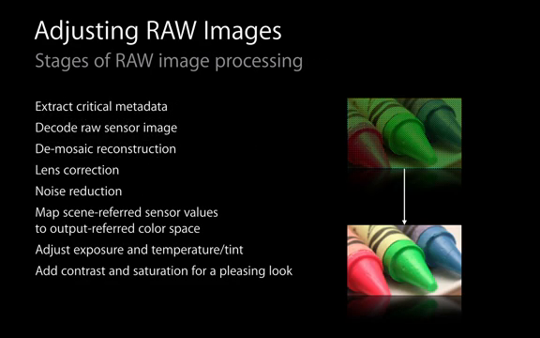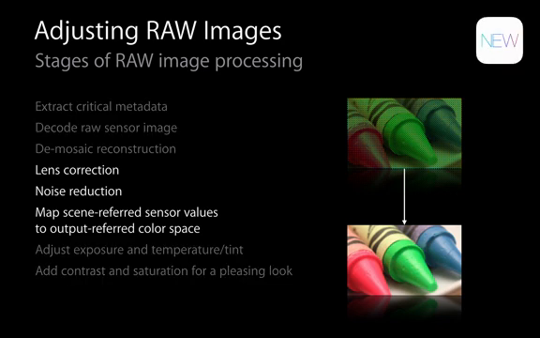There are several steps in this process. They involve extracting critical metadata from the file, decoding the raw sensor, demosaic reconstruction, which is a hugely complex task, lens correction, noise reduction, and then there's a set of operations that are in the color domain, such as mapping scene-referred color values to output-referred, and then adjusting exposure and temperature and tint, and then adding contrast and saturation to taste. So it's a lot of steps, and we've made some significant improvements to several of these in OS X Yosemite. So we've got better support for lens correction, great new noise reduction, which we'll show in a minute, and also some improvements to color as well.